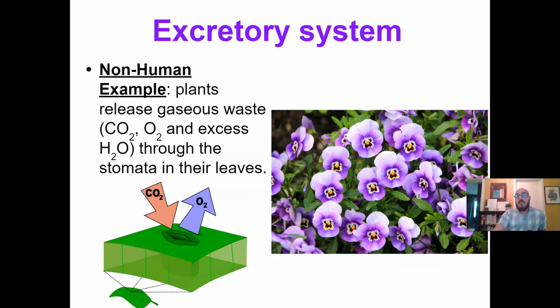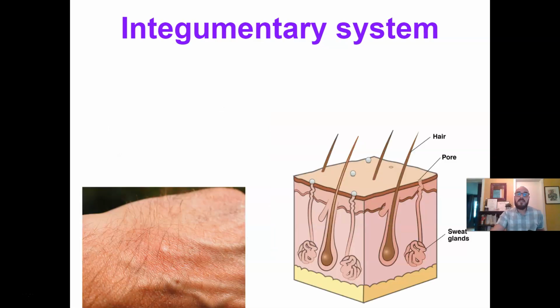So a non-human example is plants. Plants also need to get rid of their gaseous waste, and they do that through the stomata in their leaves, which are little holes in their leaves.